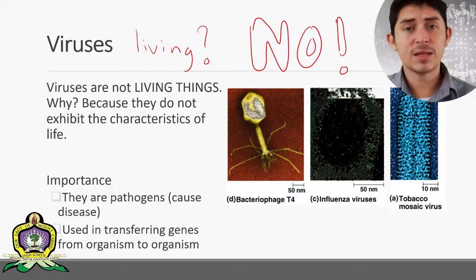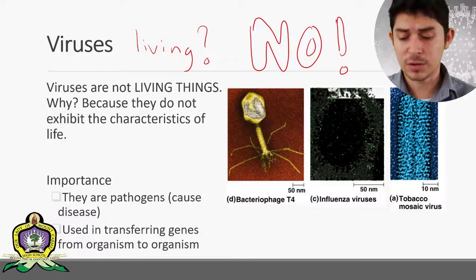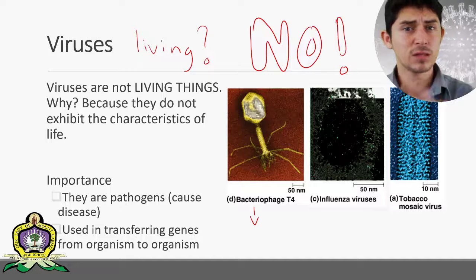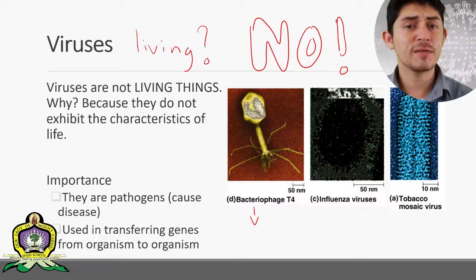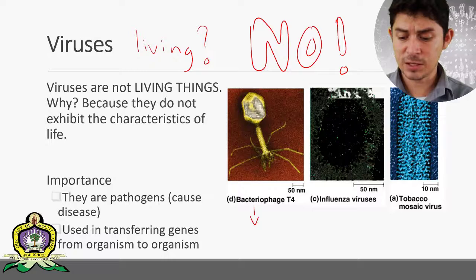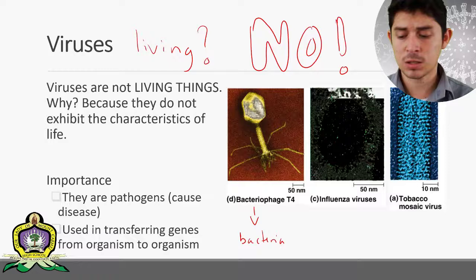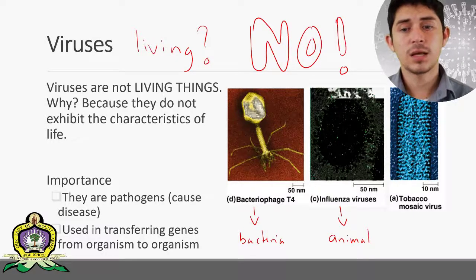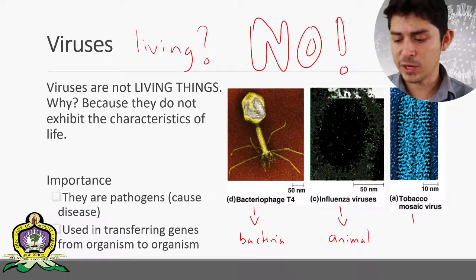And viruses can infect a wide host of kingdoms. In this example, we have this virus, known as a bacteriophage T4. Is it harmful to humans? No, but it can infect bacteria. So this virus attacks bacteria, kingdom Eubacteria. The influenza virus, what kingdom can it attack? The animal kingdom. The last virus is a tobacco mosaic virus, and it can attack plants.